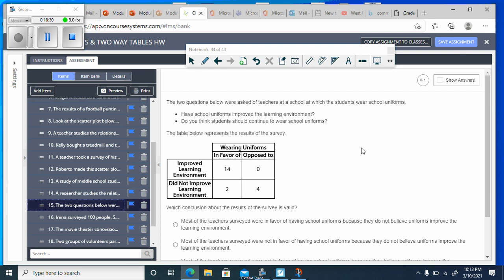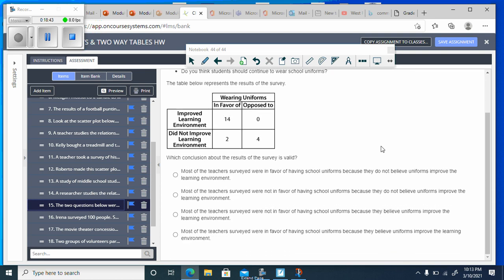The two questions below were asked of teachers at a school at which the students wear school uniforms. Have school uniforms improved the learning environment? Do you think students should continue to wear school uniforms? Okay. The table shows the results of the survey. Which conclusion about the results is valid?